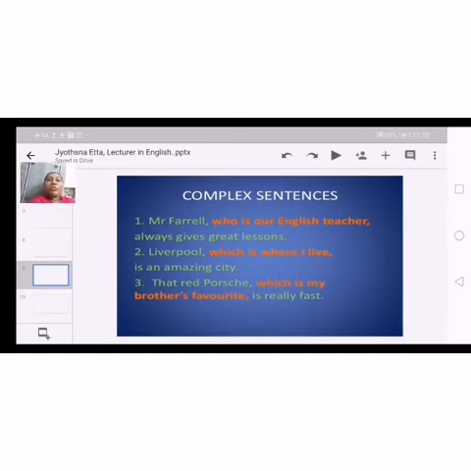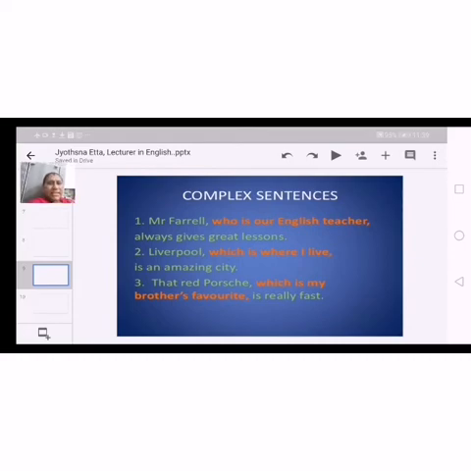So Mr. Farrell, who is our English teacher, always gives great lessons. Okay, so Mr. Farrell, who is our English teacher, is the main clause, always gives great lessons. Of course, so here, is our English teacher will be mentioned with who. We are mentioning the person Mr. Farrell with who.